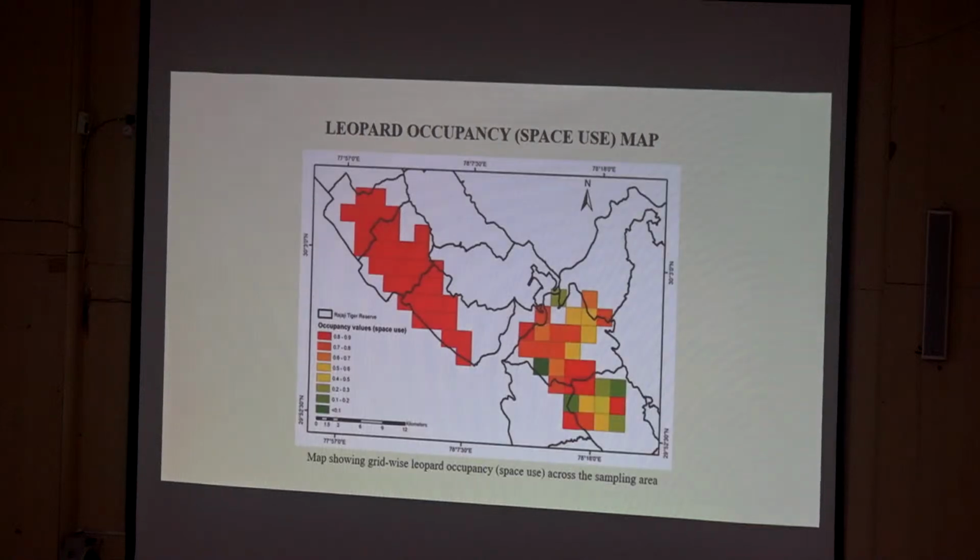Here is a map showing grid-wise leopard occupancy across the sampling area. The occupancy in Western Rajasthan is high and uniform, which is in the absence of tigers, whereas in Eastern Rajasthan, the occupancy depends on the presence and the space use of tigers.